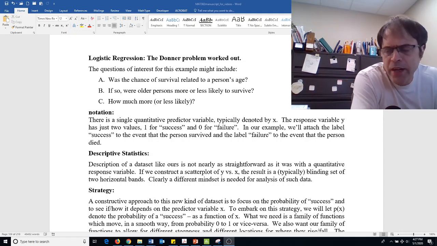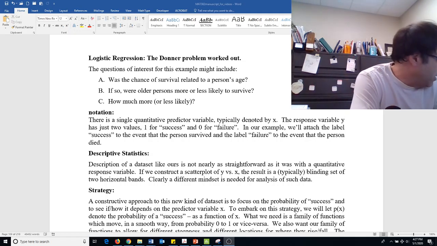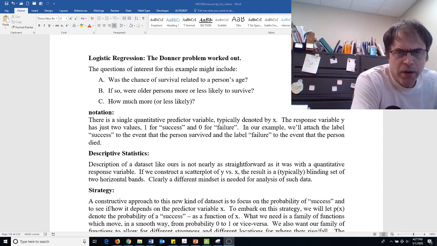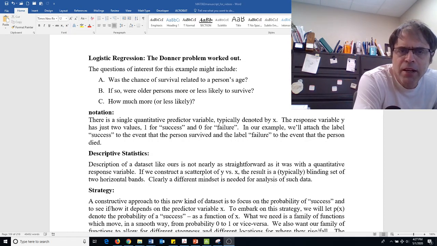Let's go through the Donner problem with all the problems worked out. This is found on page 108. So the questions of interest for the example might include: was the chance of survival related to a person's age? If so, were older persons more or less likely to survive? And then how much more or less likely?